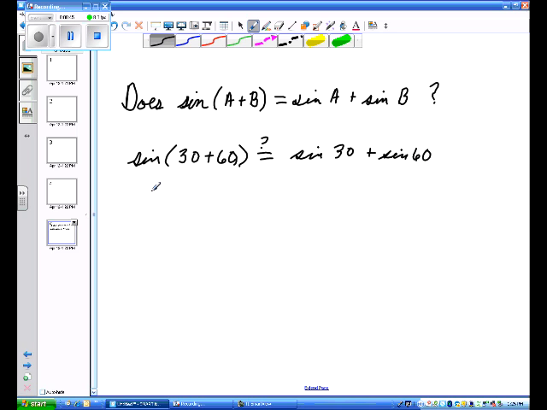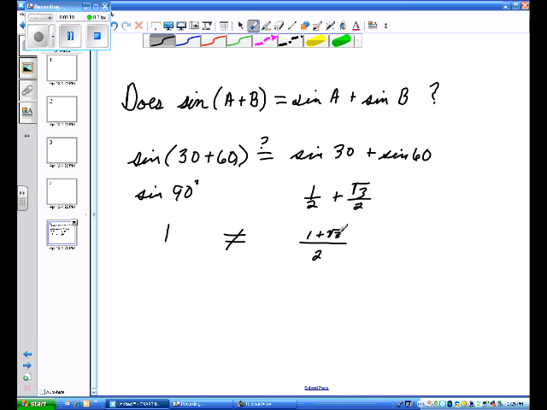Well, we know that 30 plus 60 is 90. So this is the same as the sine of 90 degrees, and we know that the sine of 90 degrees is 1. Well, if we go over here, the sine of 30 we've learned to be 1/2, and the sine of 60 is the square root of 3 over 2. So this equals 1 plus the square root of 3 over 2. And we can see that those two things are not equal.